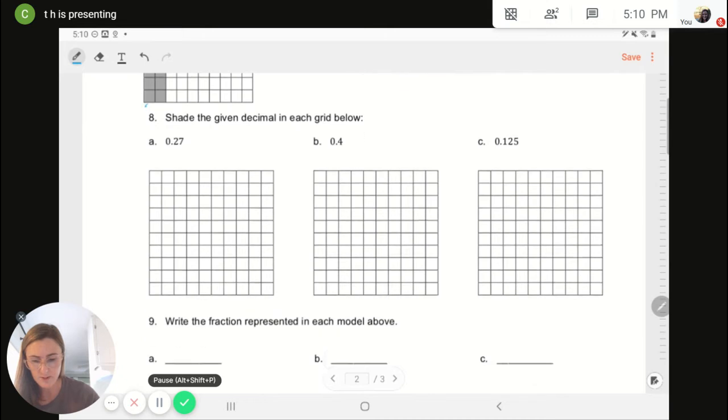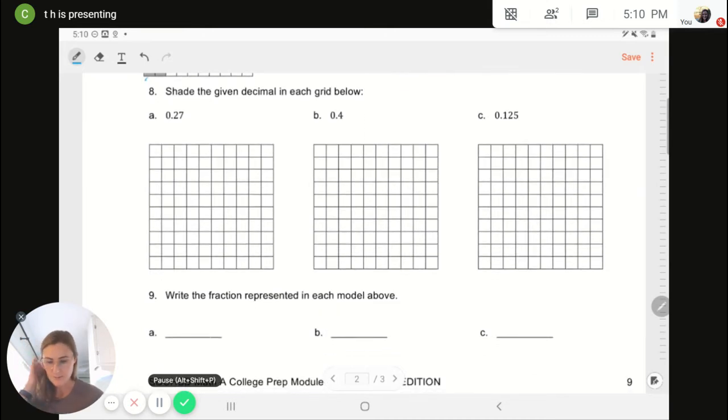Okay, so now we're going to do some shading. Shade in the given decimal in each grid below. Well, 0.27, I like to think of this as a fraction if I'm going to shade it in. So 0.27 is 27 out of 100. So I would shade 27 boxes because I know this is a 10 by 10 grid. So this is 10 and 20 here. So I'm going to shade all of those. And then 1, 2, 3, 4, 5, 6, 7. So that's 27 out of 100.